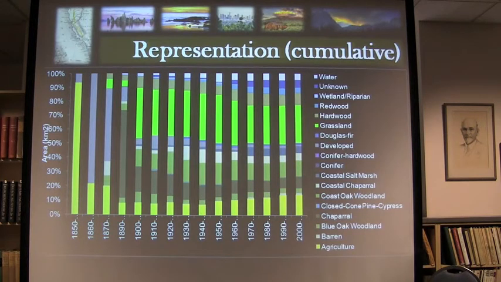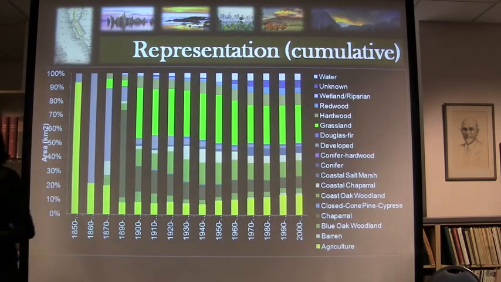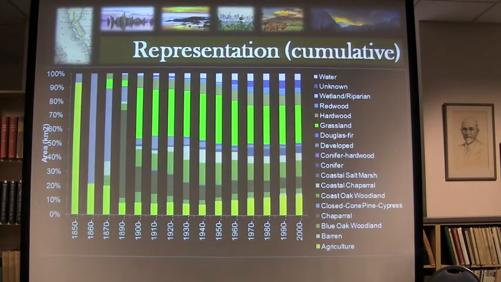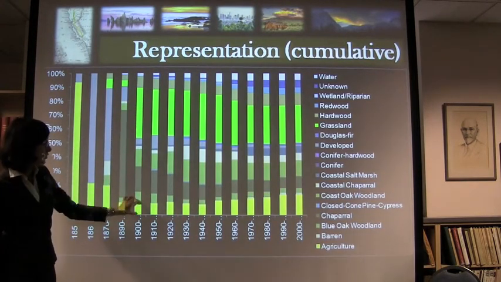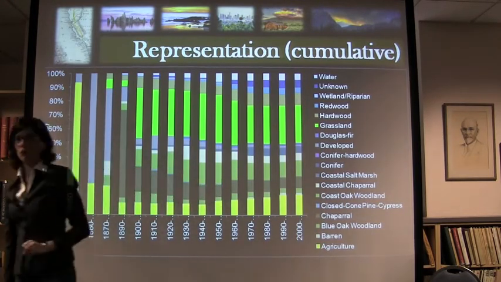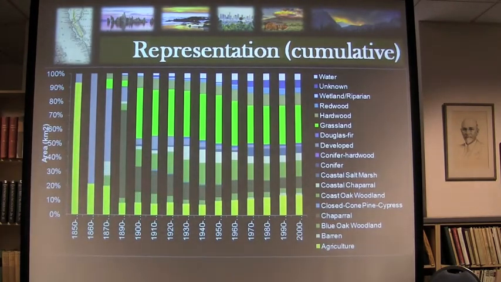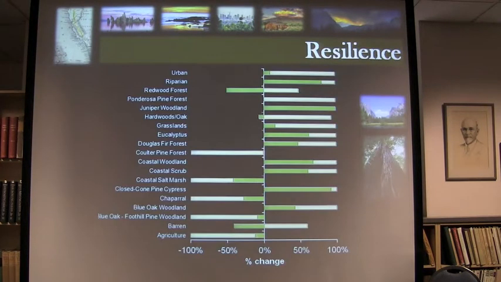So here's again the representation, and here you see per decade which land cover types were acquired in that decade. You can see a prominent acquisition of grassland land cover types, also some agriculture, and then the oaks themselves also have a very high representation. Sorry, the previous one was cumulative, this one is per decade, but the story is about the same.